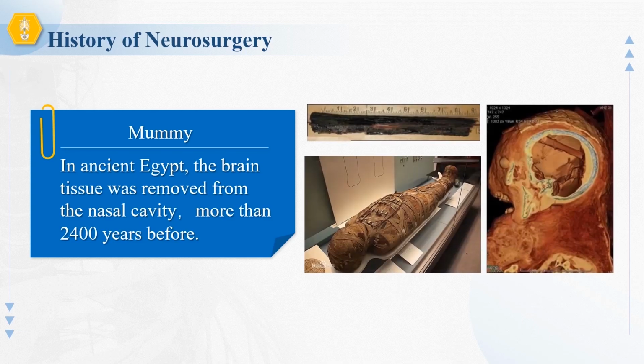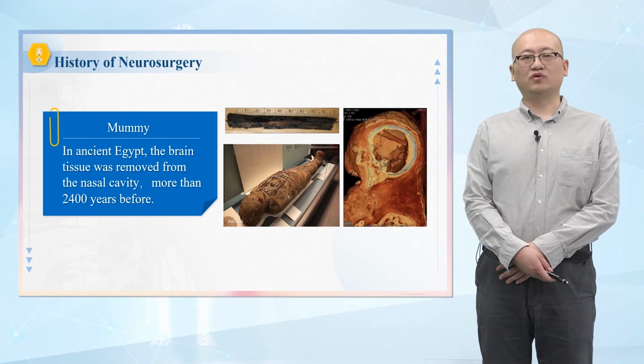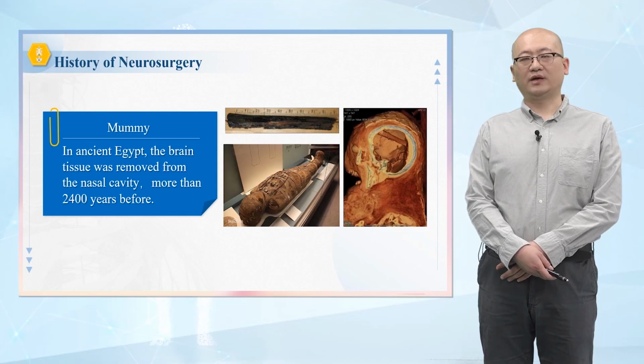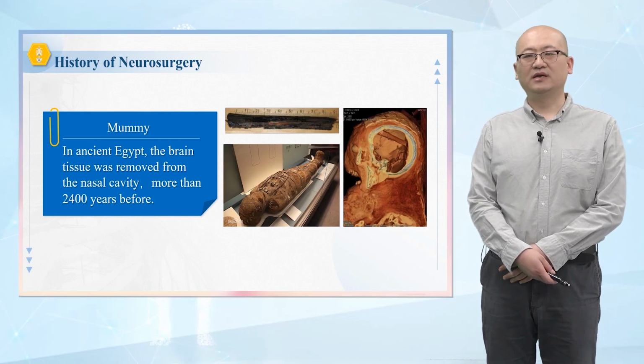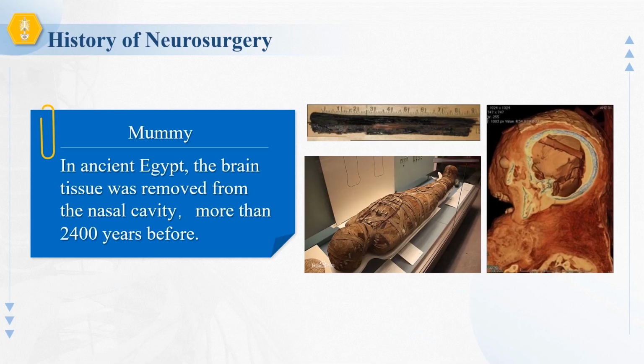In ancient Egypt, the brain tissue was removed through the nasal cavity. The people at that time wanted to make mummies, and they also tried to keep the skull intact. So they found out that the nasal cavity is connected with the cranial cavity, so they tried to remove the brain through the nasal cavity.